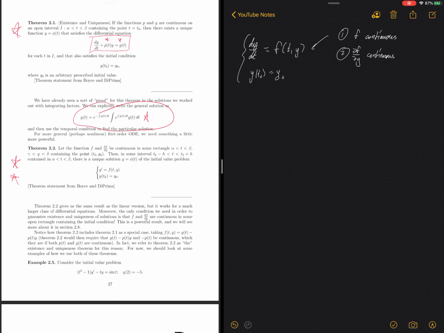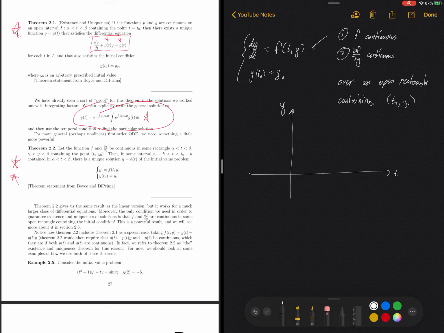Effectively, you take your differential equation, your rate function, and you differentiate it with respect to y while holding t constant. We'll do an example downstairs in a moment. But these two functions have to be continuous over an open rectangle that contains our initial condition, t0, y0.